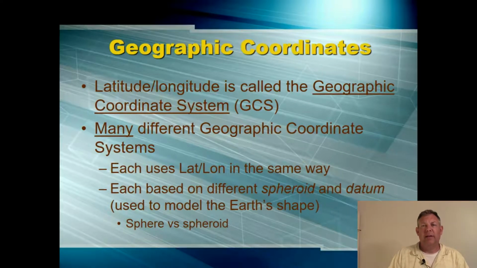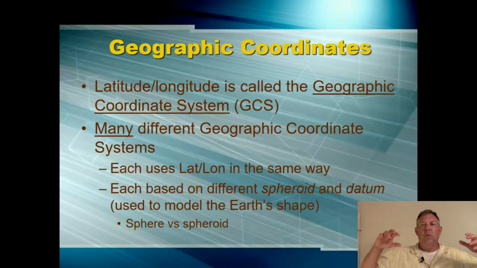Now, it turns out there actually are many different geographic coordinate systems. There's not one. And what do I mean by that? Well, they all work the same way. They all describe an angle for the latitude and an angle for the longitude. So they all use the latitude, longitude in the same way. The reason that there are so many different ones is because they're based upon different spheroids and datums. And the spheroid and the datum are used to model the shape of the Earth.